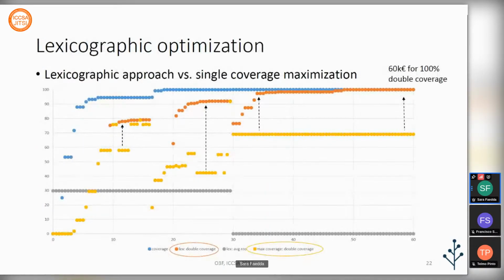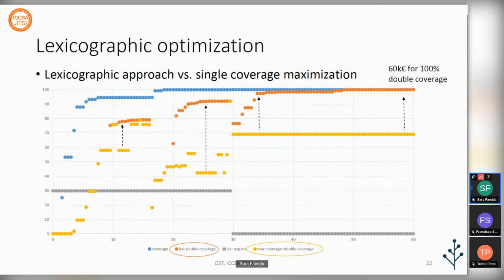Here we can see what happens when we do this lexicographic optimization. The yellow values are just the values of the single objective function, just maximize coverage. But of course, if we have a solution for that problem, we can measure the number of points that are double coverage. For instance, for 10,000 euros, we get 90-something single coverage, and the yellow value here is 75%, more or less.